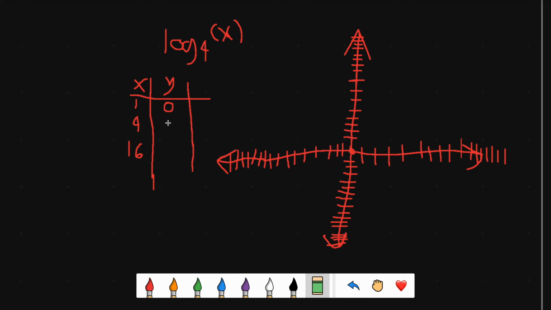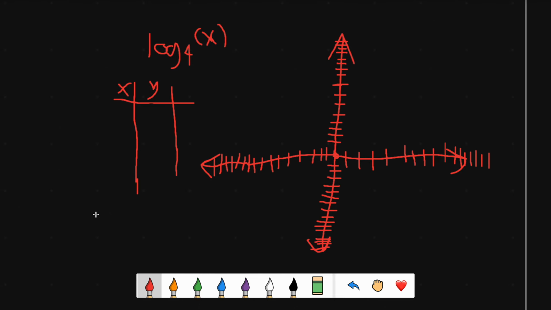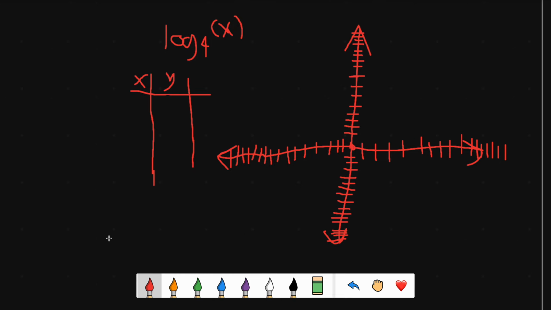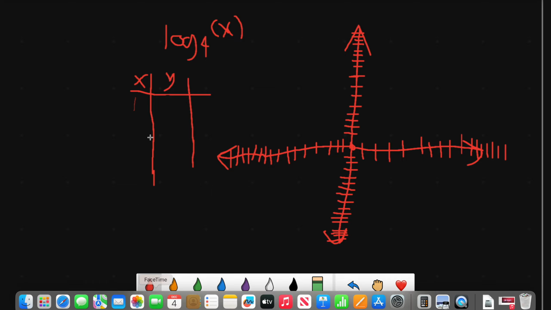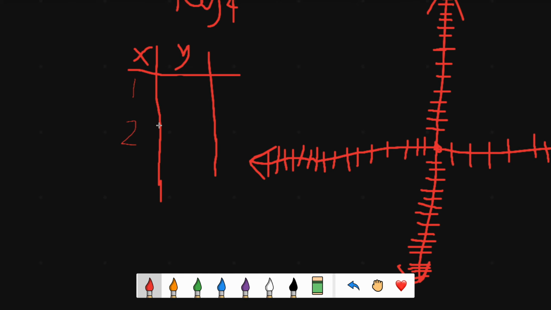You might probably see the answer here, but I'm going to explain why that is the answer. So let's graph the logarithmic function, log base 4 of x. Now, how do you do that? Let's bring numbers here, 1 and 2.